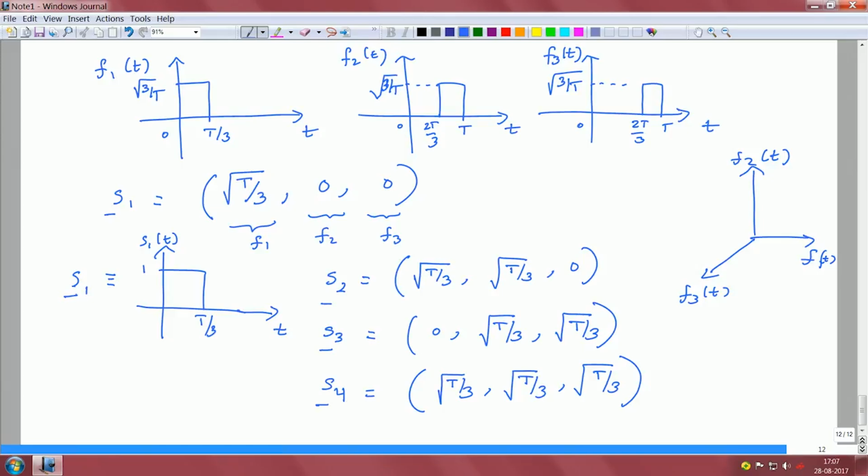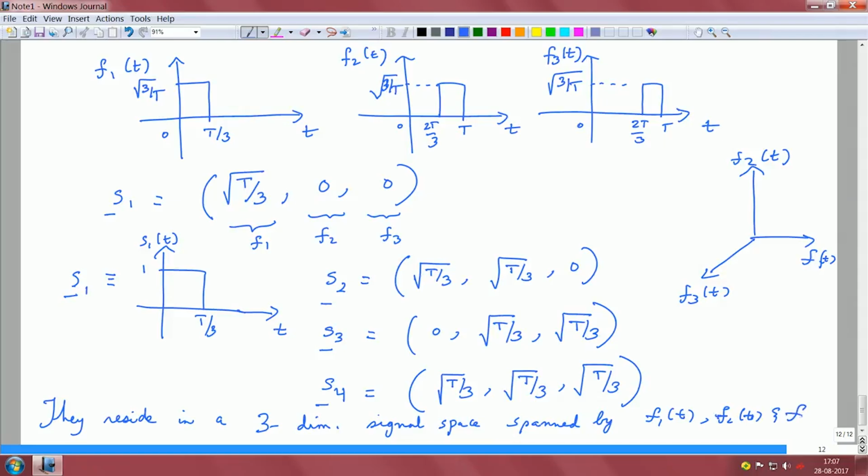So we are done, because this was the aim where we wanted to start with in the beginning of module 1, where we wanted to write signals as vectors, and indeed we have written signals as vectors. So now these signals S1, S2, S3, S4, though I have given you 4 signals, they reside in a 3-dimensional signal space spanned by F1, F2 and F3.